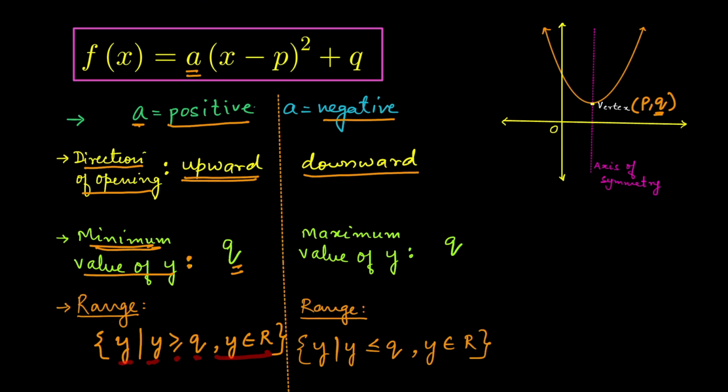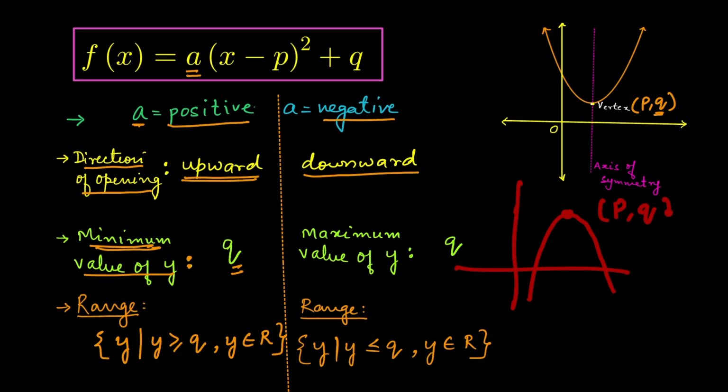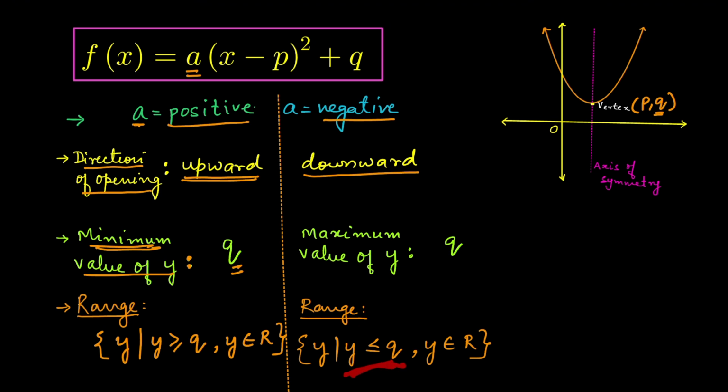and y is an element of the real numbers. Now if a is negative, as we discussed, the parabola will be something like this, opening downwards. And here if we have the vertex (p, q), in this case the maximum value will be q. So the maximum value is q, and then y is less than or equal to q, and y is a real number. So this is very important to understand: a positive or negative, and corresponding to that what the direction will be, whether it will have a minimum or maximum value, and what the range should be.